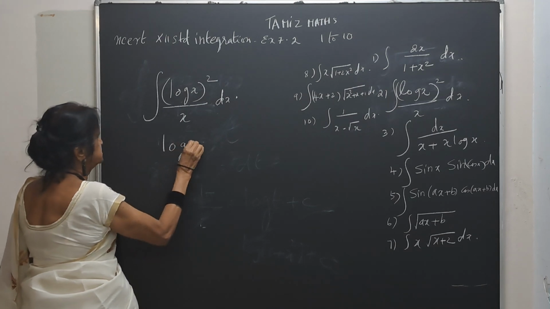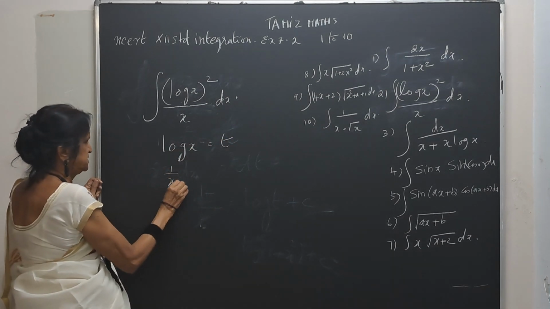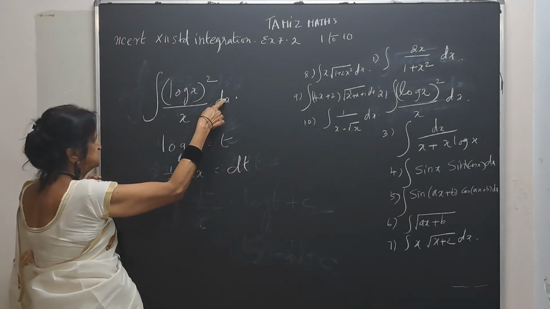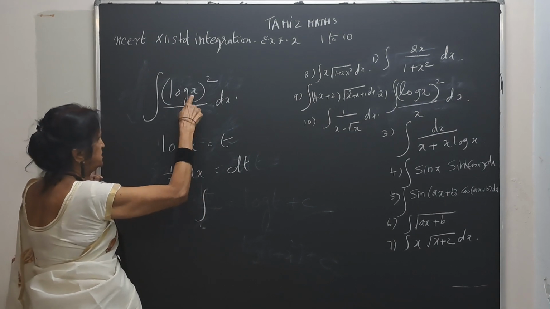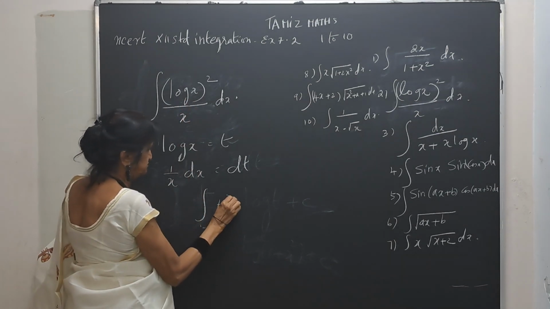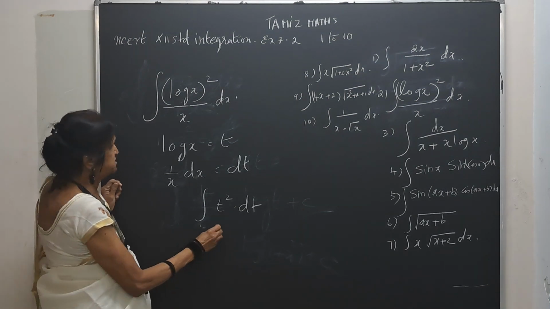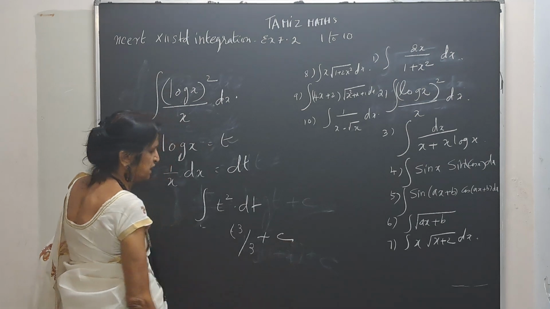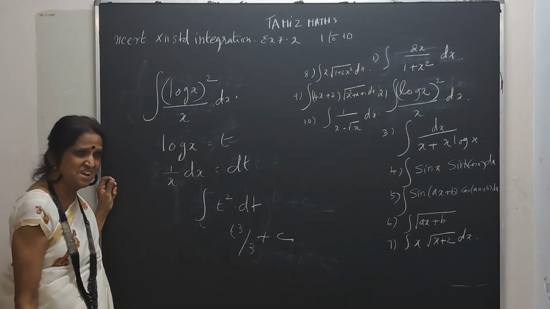Put log x is equal to t. 1 by x dx is dt. dx by x is dt. And what is log x? t. So this is t cube by 3 plus c. t cube by 3 plus c. But what is t? What is t? Log x.